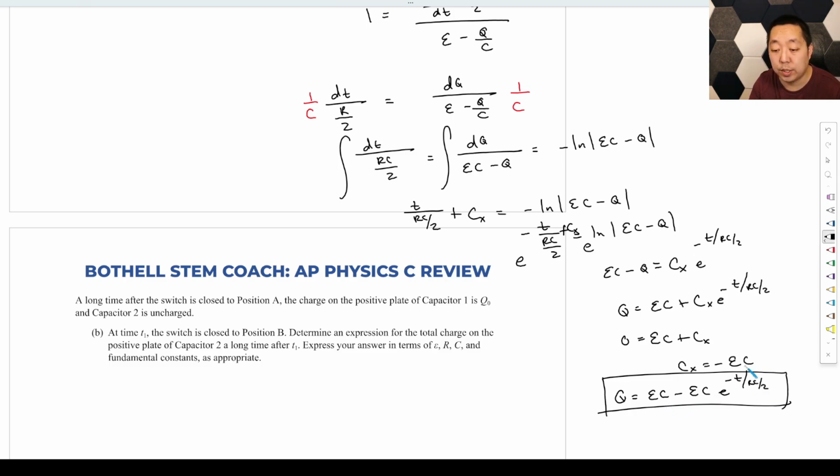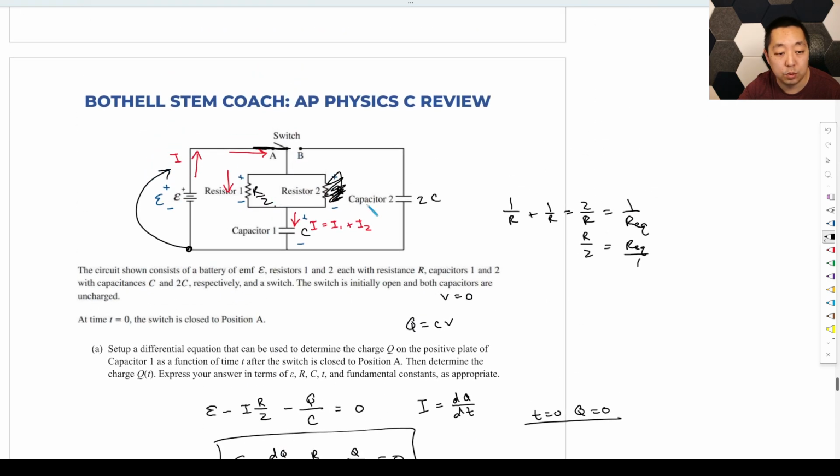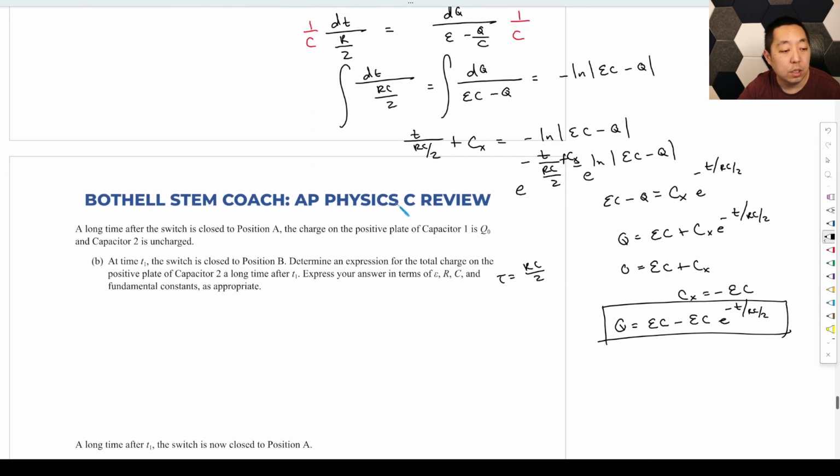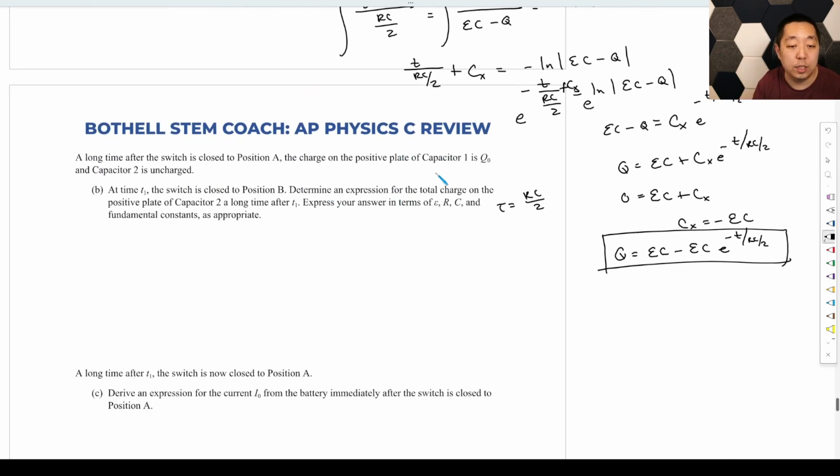And that should look very similar to what we do a lot of times, that exponential decay. This is our time constant, RC over 2. That makes sense because these two resistors were in parallel. Okay, a long time after it's closed, the charge on the positive plate is Q0 and capacitor 2 is uncharged. At time t1, the switch is closed to position B. Determine an expression for the total charge a long time after t1.